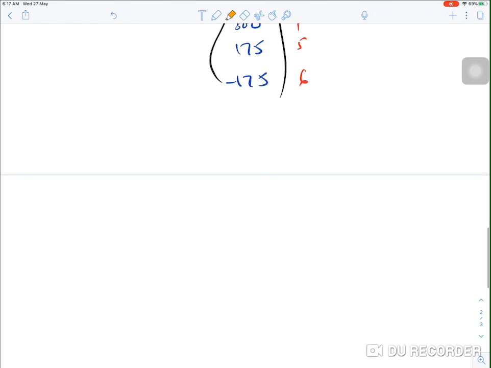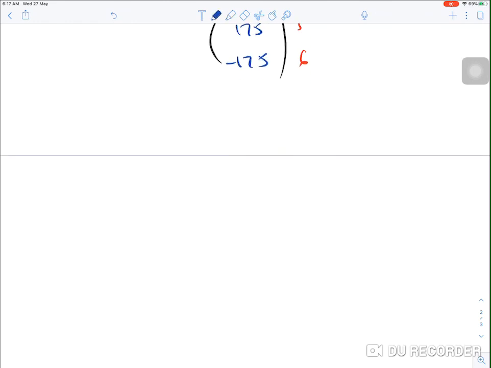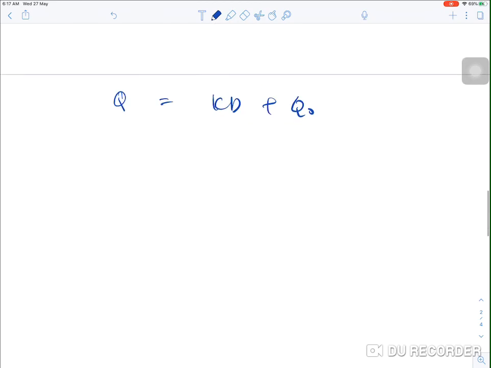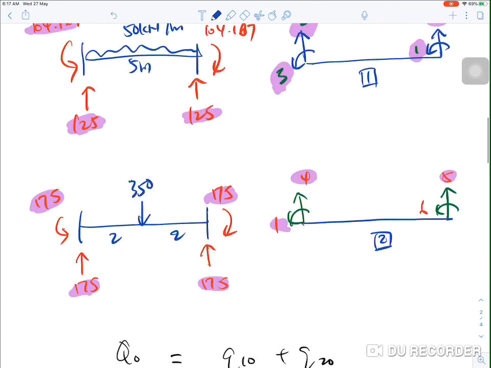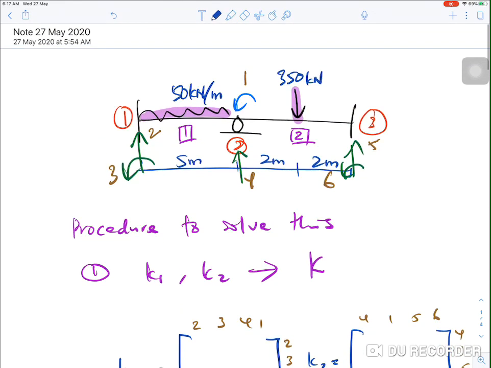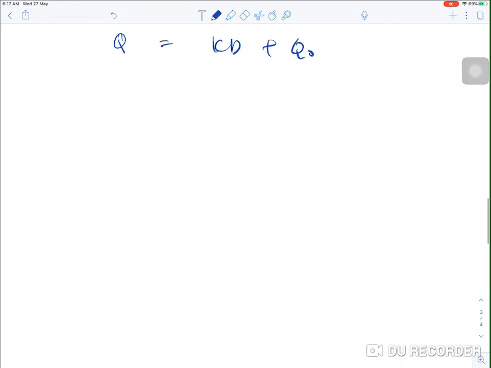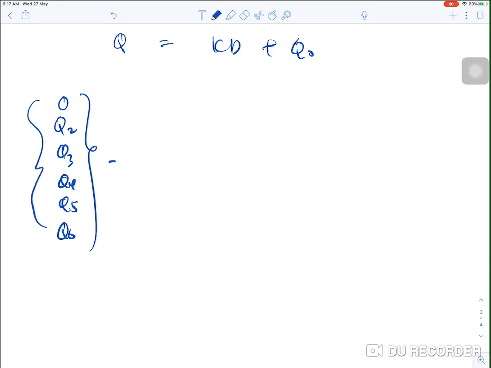Okay, so to solve for the unknown displacement, as usual, remember Q is equal to KD plus Q naught. So we will get Q. From this, Q1 is for moment. There is no moment, so Q1 is 0. Okay, there are 5 unknown reactions: Q2, Q3, Q4, Q5, Q6. Okay, this is okay. We bring Q naught here because we want to solve for the unknown displacement.